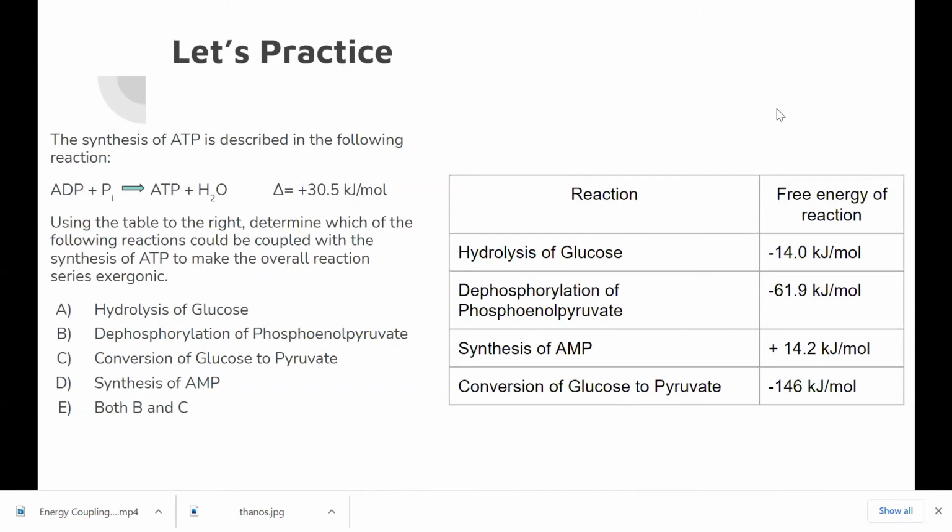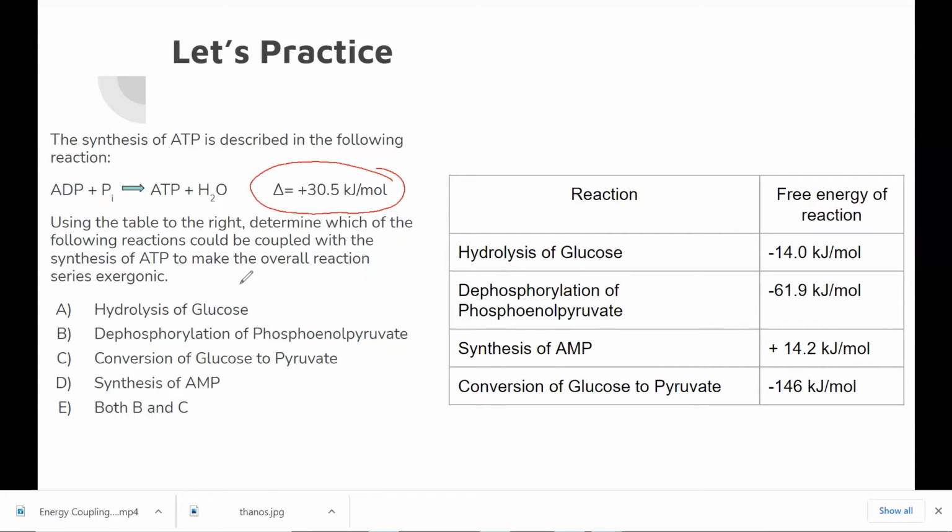The synthesis of ATP is described in the following reaction below. ADP plus a phosphate yields ATP and water. This is known as dehydration synthesis. And this reaction is going to require an energy input of 30.5 kilojoules per mole. Now, using the table at the right, determine which of the following reactions could be coupled with the synthesis of ATP to make that overall reaction series exergonic.